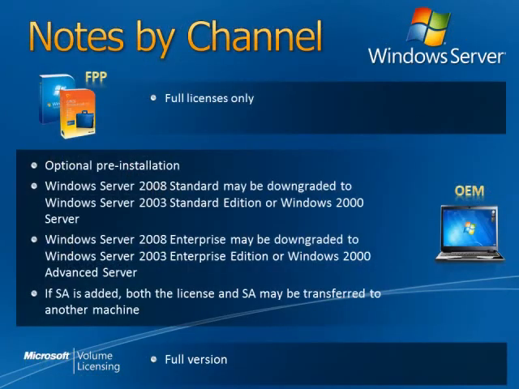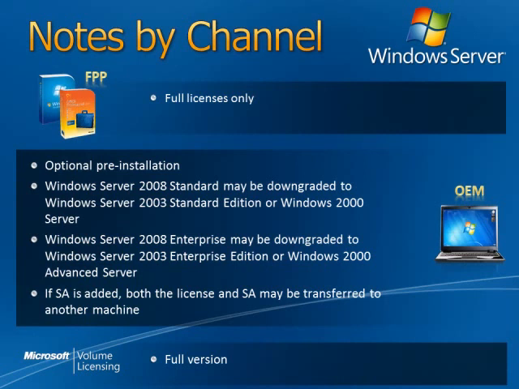Now, when we think about the rights by channel against what you may or may not do with your Windows Server, if you purchase through full package product, it is a full license only. There are no upgrades available. If you're buying through OEM, it's now optional pre-installation. So our other OEM products all had to be pre-installed on a new computer. This time it's optional, but it must be sold alongside a fully assembled server.